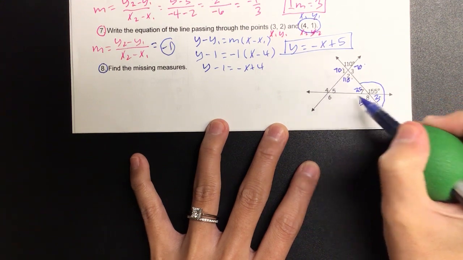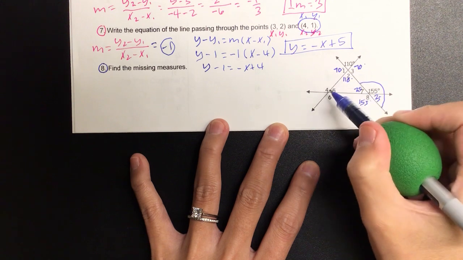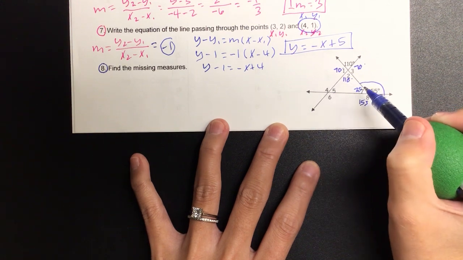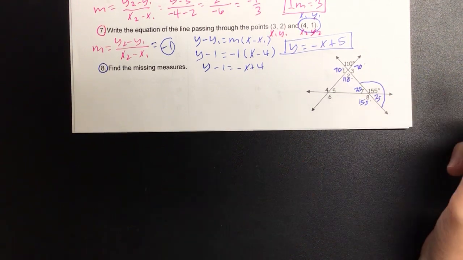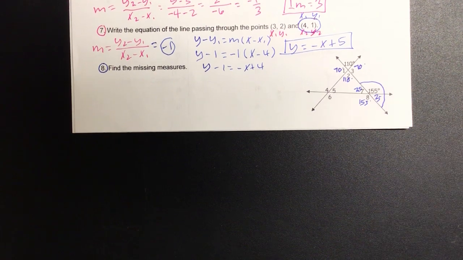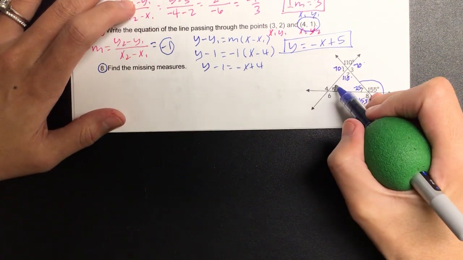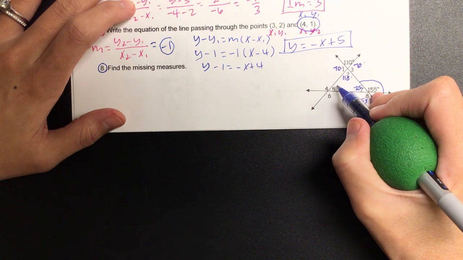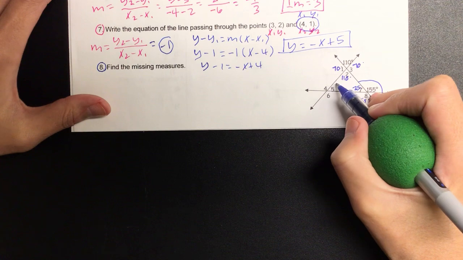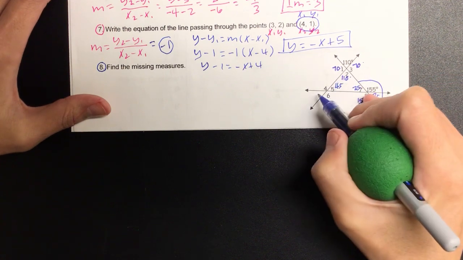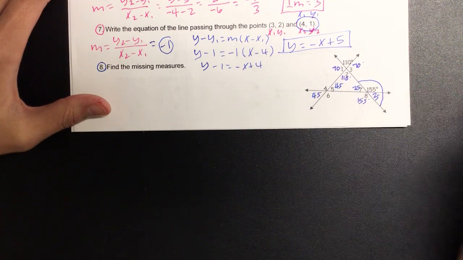Could I use triangle sum on this one? Add these two and subtract it from 180? Yeah, let's do that. Add 110 plus 25 and subtract it from 180. How many is it? Do it on the side. 45. And then I know this vertical angle is congruent, even though we're not looking for that.